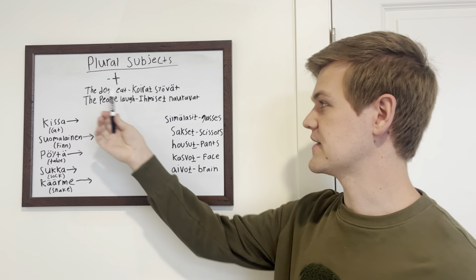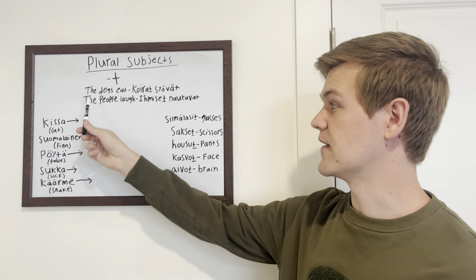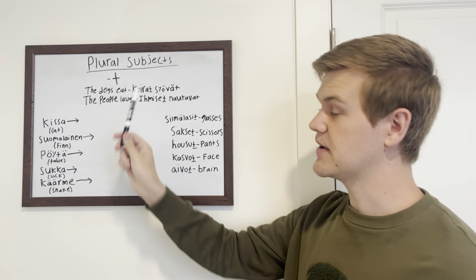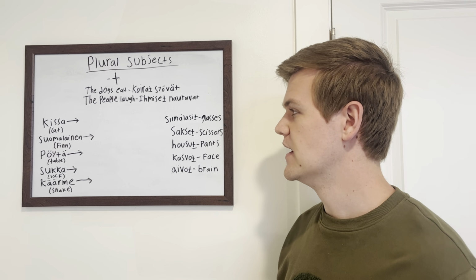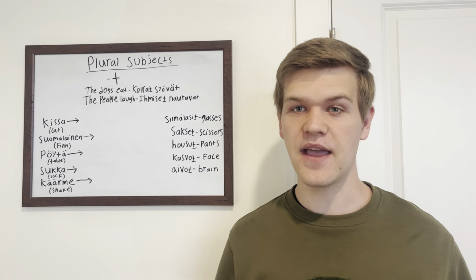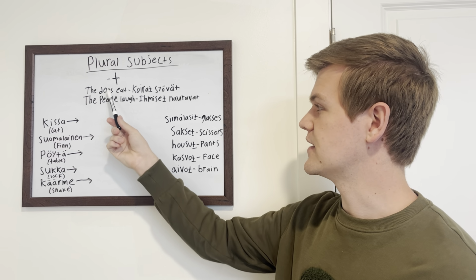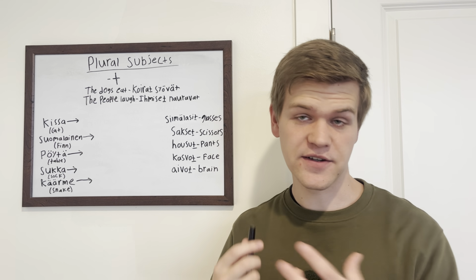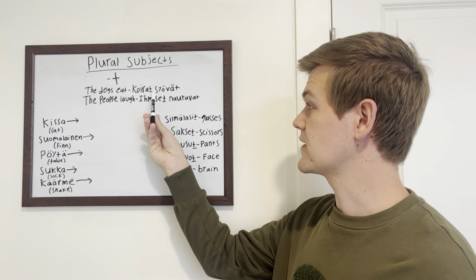For example, I have these sentences here: the dogs eat, or the people laugh. Dogs and people are subjects in these sentences, so all we have to do is find their stem and add T. For dogs, the word for dog is koira, and that's also the stem since it ends in A. So we just add a T: koirat.